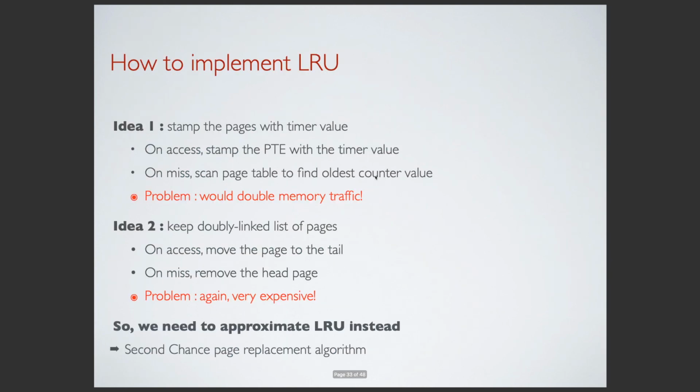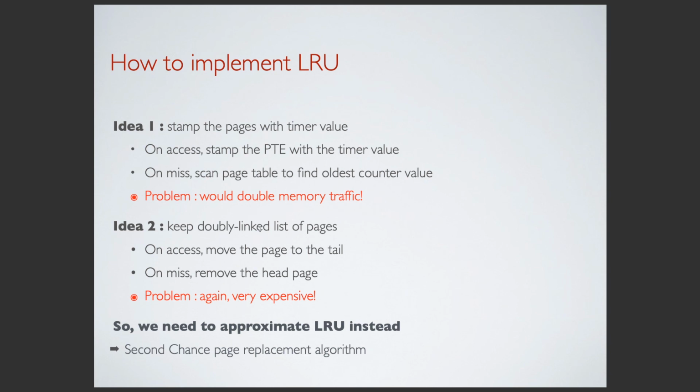All right, so how do we implement LRU? Well, idea number 1, I can stamp the page with the timer value. I can say, for example, this one was used 3 accesses ago. It doesn't have to be a physical time with a clock. You can say, I accessed this one 4 accesses ago. So stamp the page table entry with the timer value. On a miss, scan the page table to find the oldest value. If you do that, that would double the memory traffic. Why? Because every time you have a miss, you need to look at all of these values and compare them. It's going to be expensive.